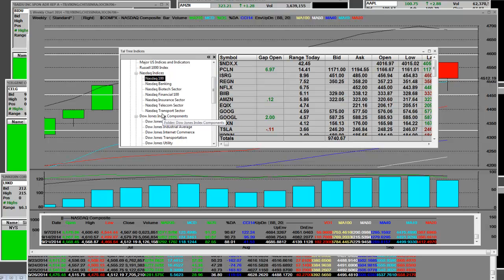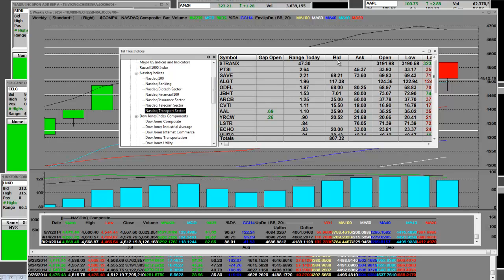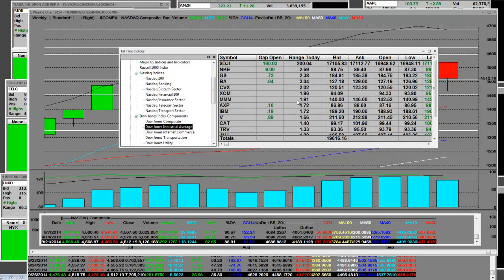As far as the transports, which is very important on the NASDAQ, they've been doing quite well. And these are all the stocks within that sector. Another thing that we want to show clearly is, once again, the Dow Jones Industrial stocks. There's 30 of them in here.